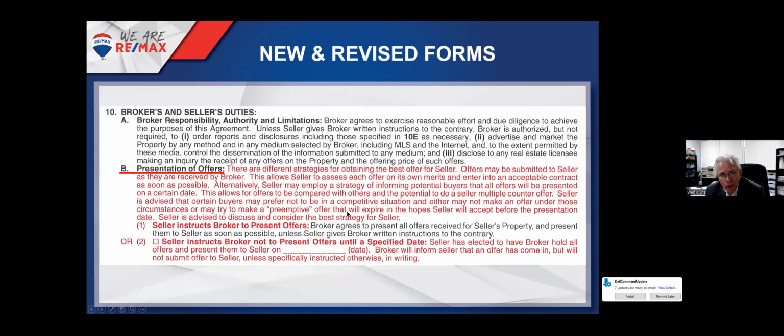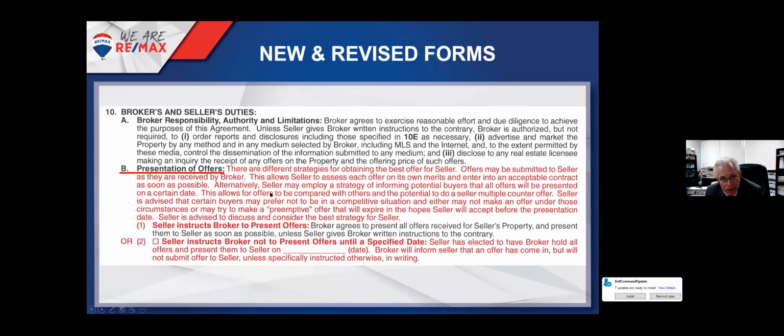Now, a more important change, and this is very important to be aware of, is the addition of paragraph 10B, presentation of offers. They begin by explaining that offers can be submitted to the seller as they're received, or they can be collected and submitted to the seller on a specific date. And then they discuss the pluses and minuses of why a seller might want to have offers held and then present them as a group.